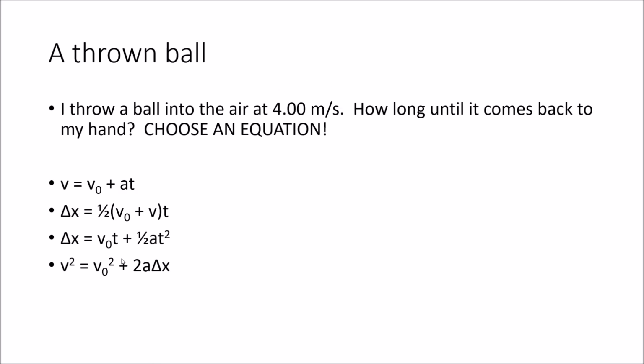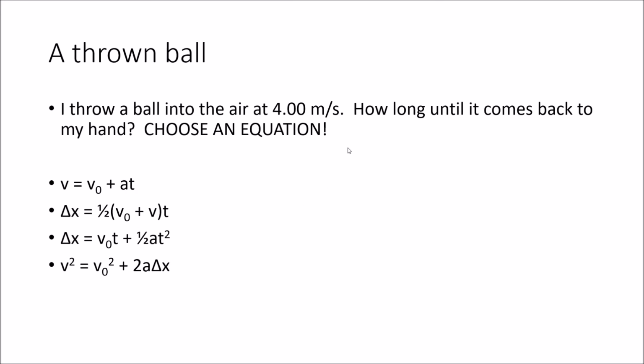So I need an equation with an initial velocity. Oh wait, every single one of these has an initial velocity. That's v0. Okay, that does not narrow it down. How much time until it comes back into my hand? Okay, so that means that I need an equation with a t in it, a time in it, because that's what I'm solving for. Well, this last equation does not have time in it, so we can say, okay, not that.